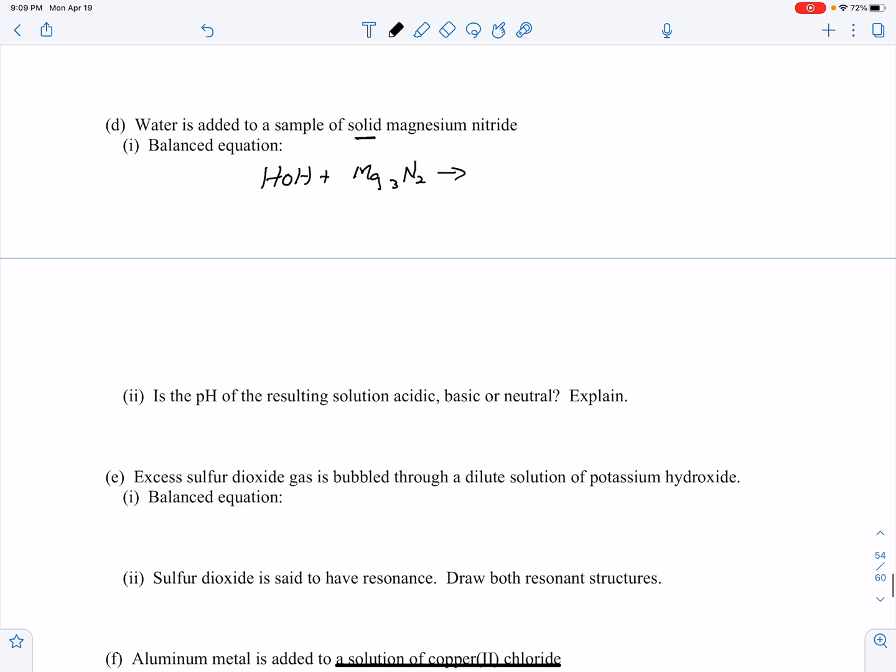pH of the solution, acidic, basic, or neutral. Well, I just mentioned to you what your product was, that very common base, and so you can figure that out from there. Excess sulfur dioxide gas, right, that's obviously SO2, is bubbled through a dilute potassium hydroxide solution.